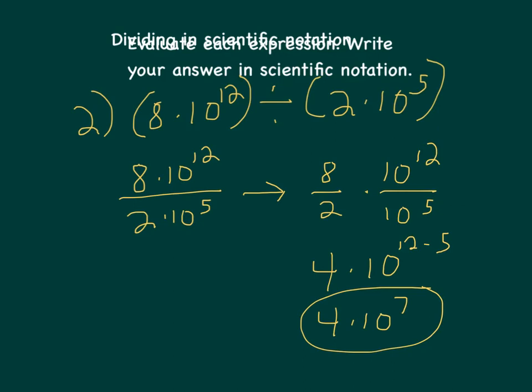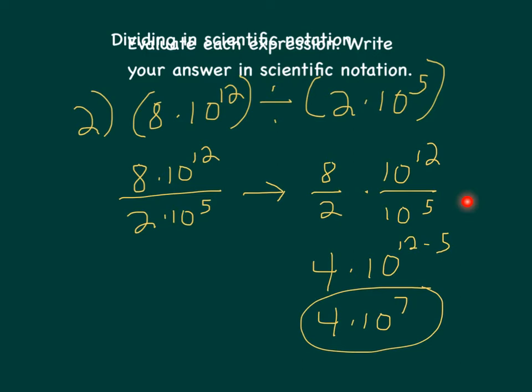The next one was all about dividing in scientific notation. First thing I do is I write it like a fraction, because a fraction really is just a division problem. So I write it just like this. And then I can split it up into two different parts so they're more easily manageable. I take the 8 divided by 2, and I multiply it by the 10 to the 12th divided by 10 to the 5th. 8 divided by 2 is 4.